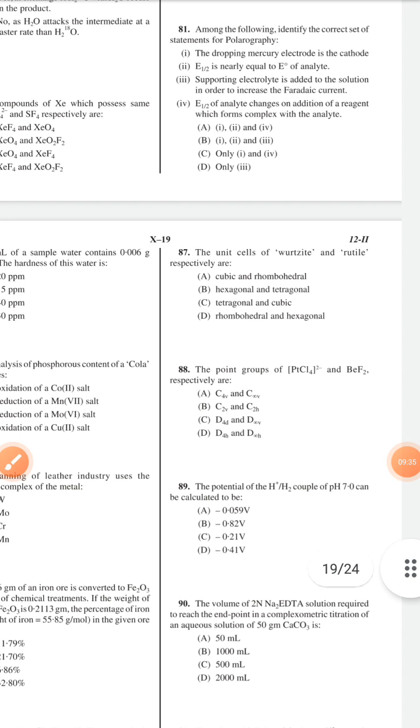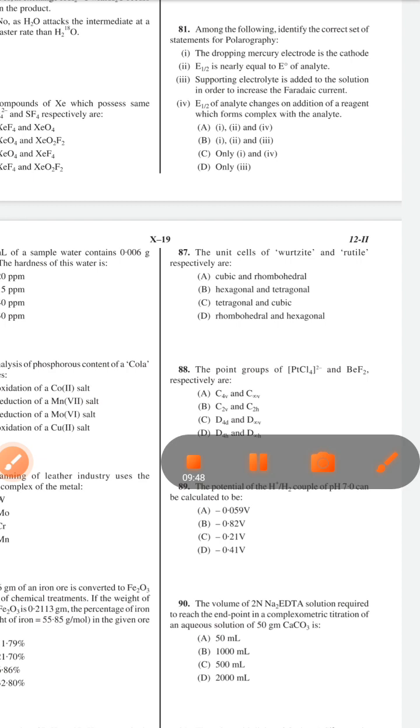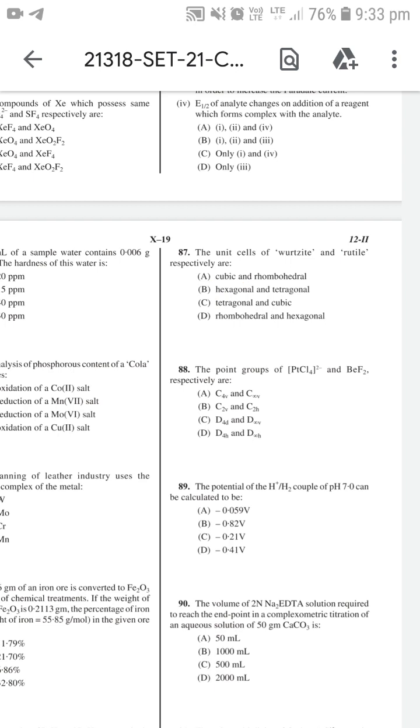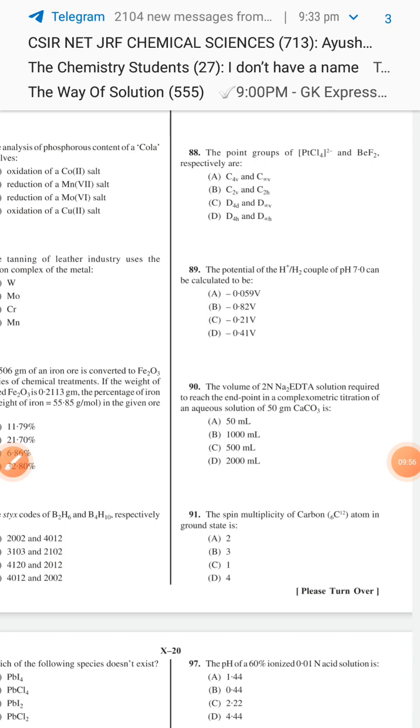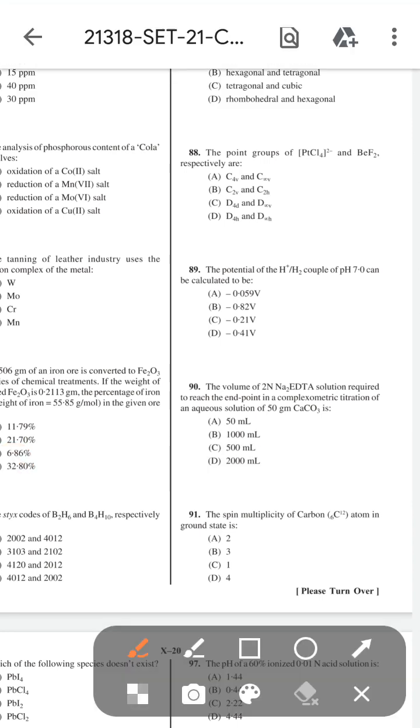Now 87. The unit cells of wurtzite and rutile respectively are hexagonal and tetragonal, option B. Next, the point groups of PtCl4 2- and BeF2 respectively are D4h and D-infinity-h. Option D.